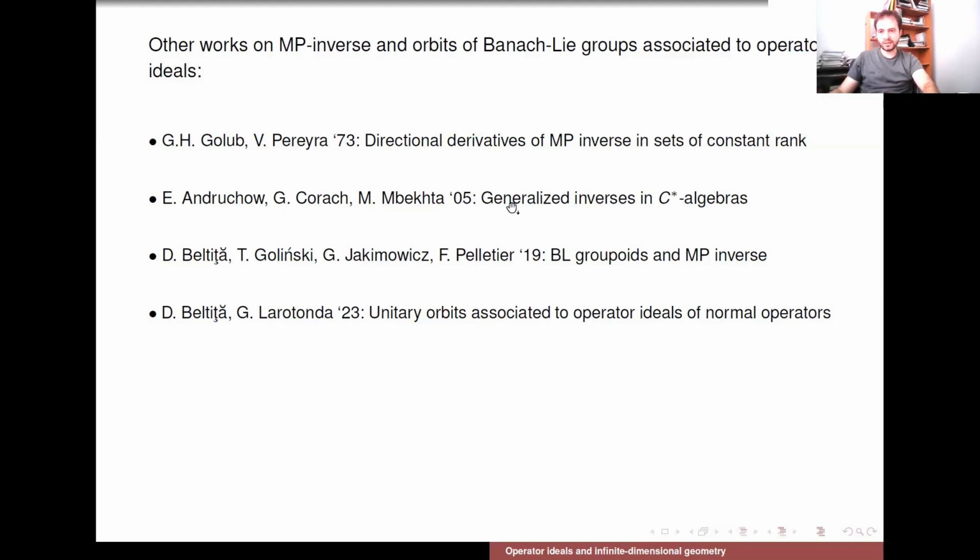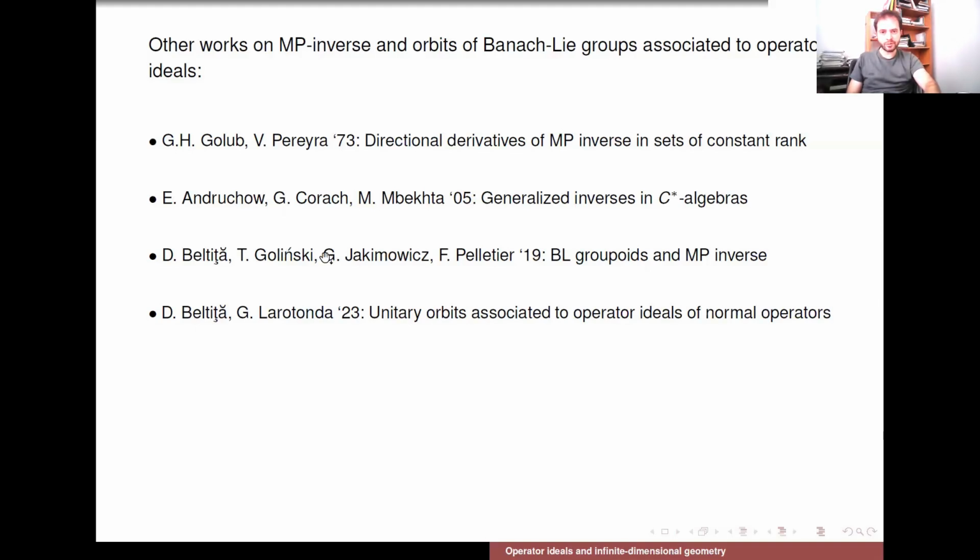Then there is this work in the setting of C-star algebras about generalized inverses by Andruchow, Corach, and Mbekhta. They studied the differential structure of the set of generalized inverses in the setting of C-star algebras. Generalized inverses are defined in terms of the first two conditions of the Moore-Penrose inverse.